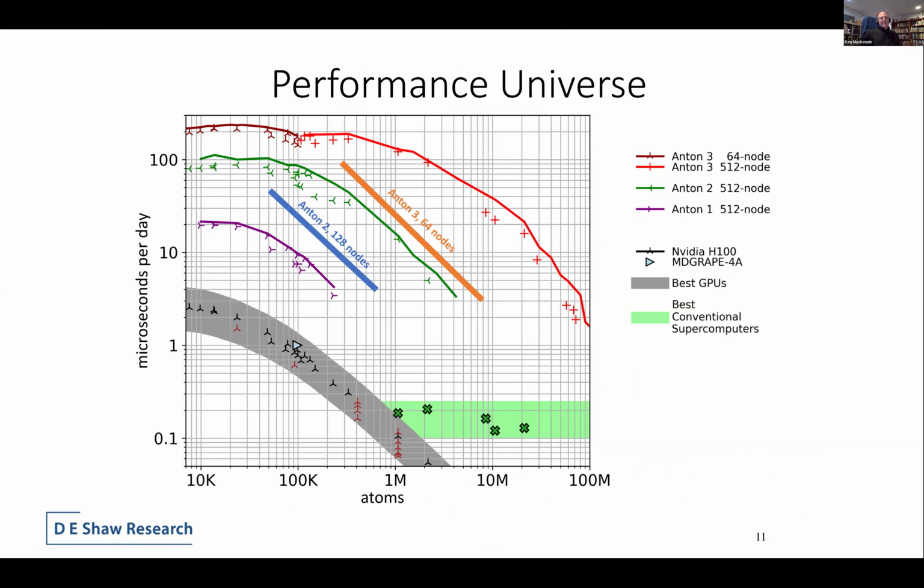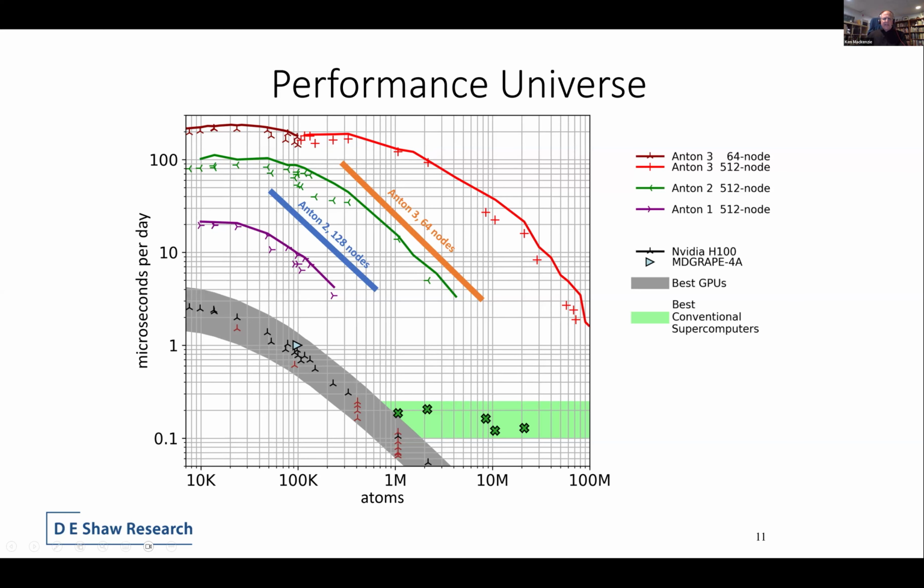And the last thing I can do is take those two curves, which are sort of cartoonish straight lines, and put them in the performance universe of all the rest of the machines that we know about, where the best machines in the world are the Anton 3. This is the no holds barred version of how much performance you can get on molecular dynamics. The fastest machine is either a 64 node machine if it's a small number of atoms, or the 512 node machine for a large number of atoms. And we can see the old numbers for Anton 2 and Anton 1.